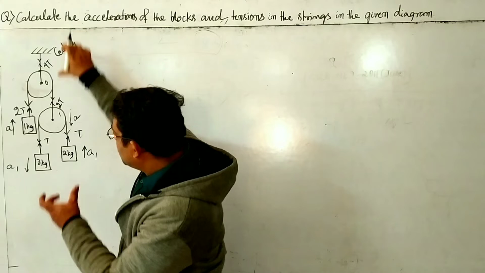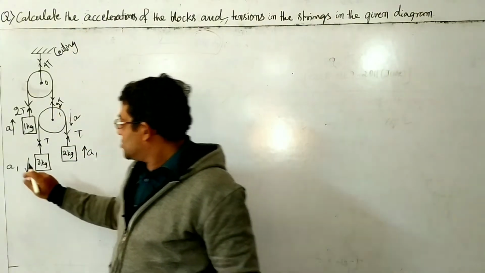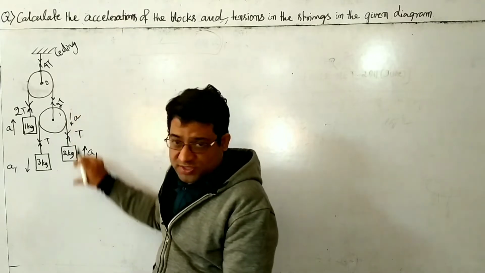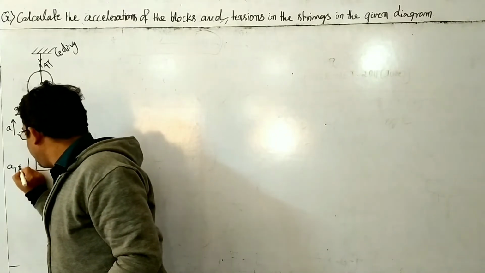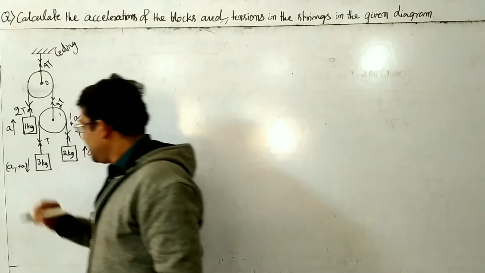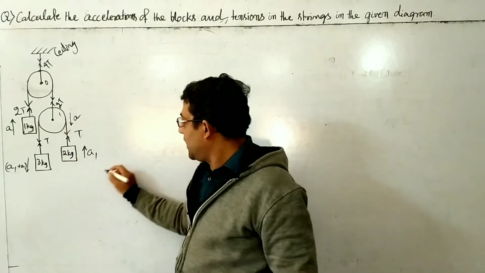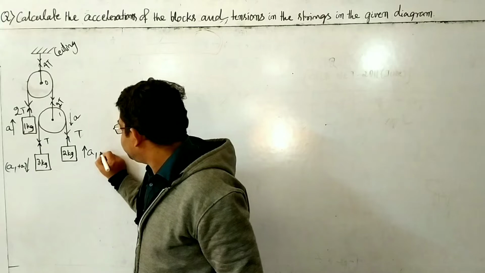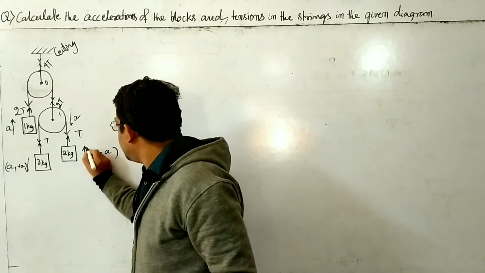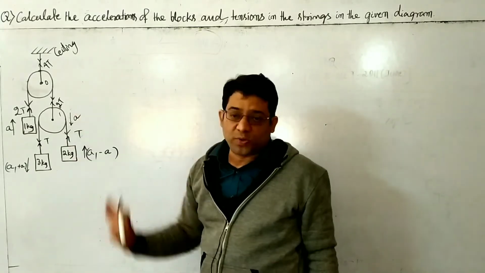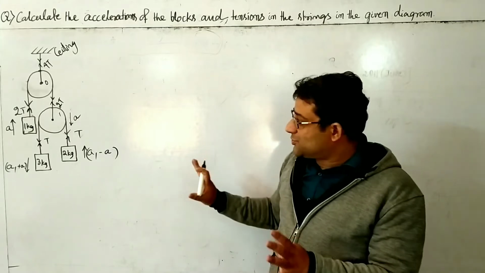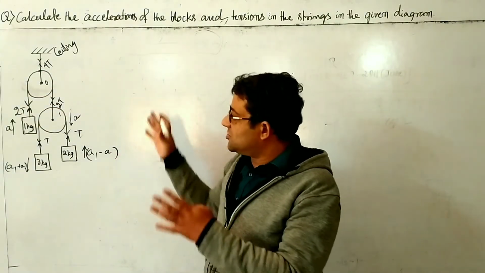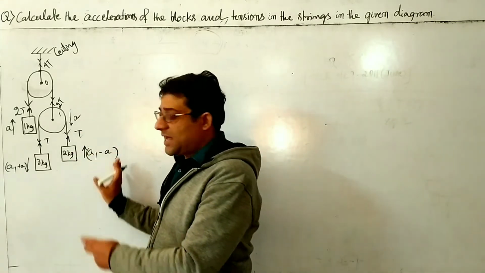However, this pulley also is moving with acceleration A. So the resultant acceleration here: it is moving down with A1 and this also is coming down with A. So A1 plus A will be the acceleration of the 3 kg block, and similarly this is going up but the pulley's acceleration is downward, so A1 minus A will be the acceleration of the 2 kg block. Have you understood?